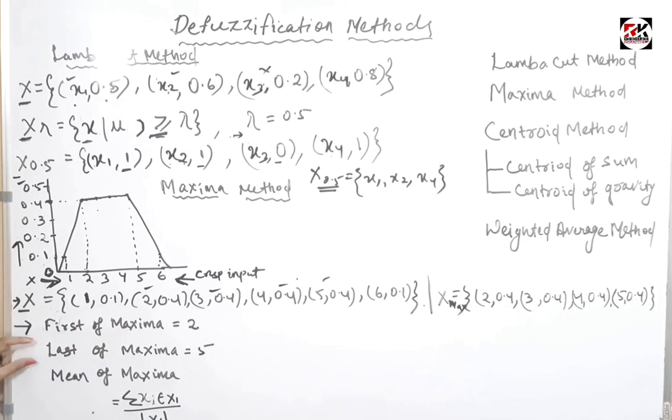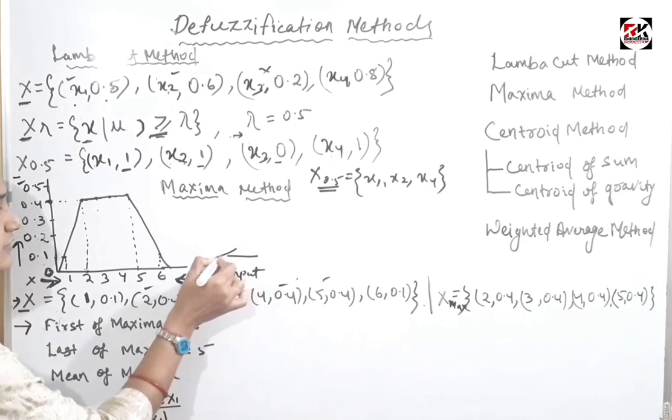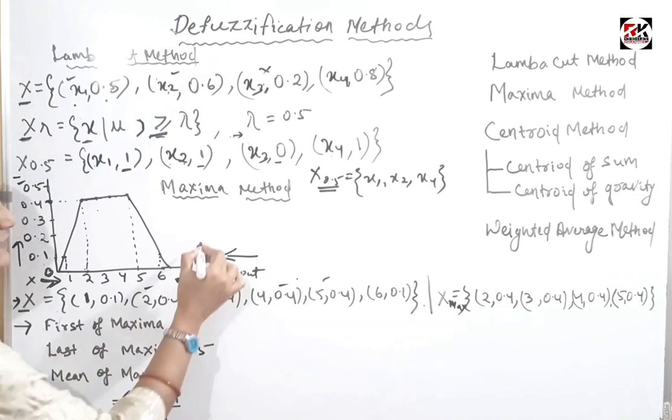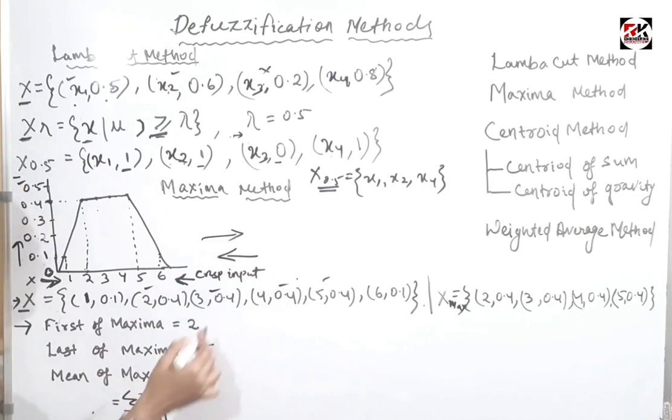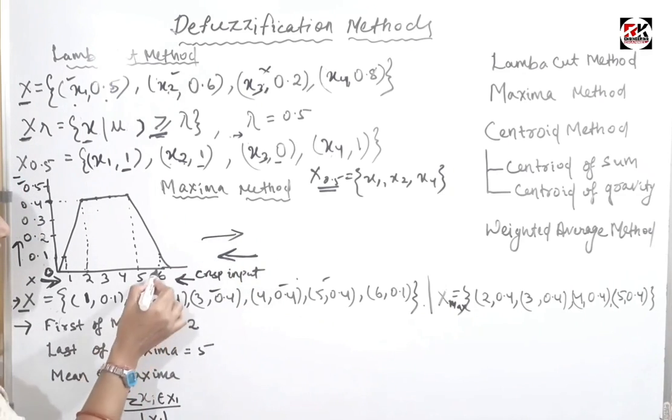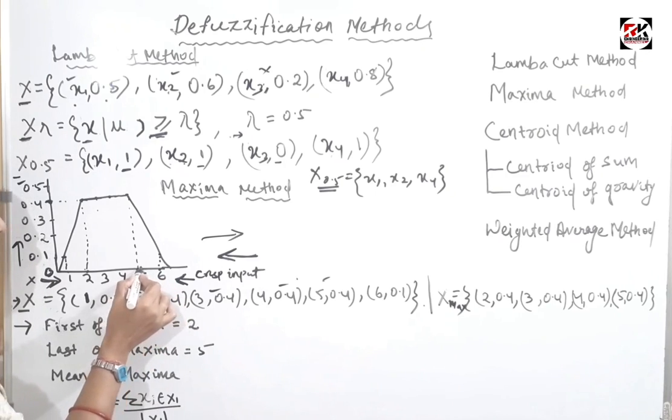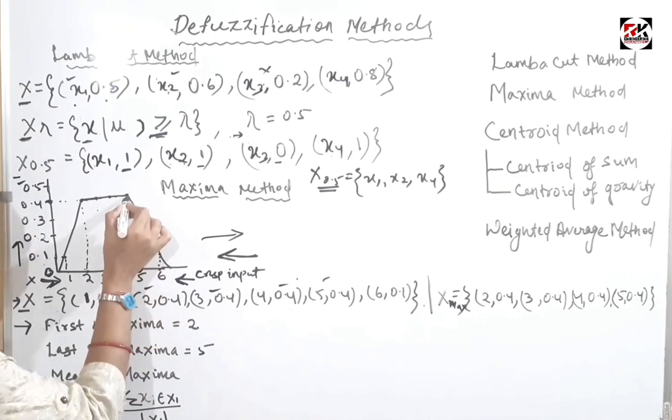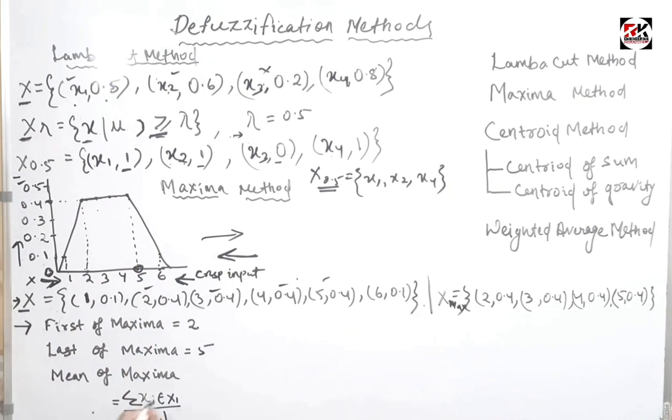Okay, next is the last of maxima. How will we calculate the last of maxima? We will just look from the reverse direction. For first of maxima we look in this direction, and for last of maxima we look in the reverse direction. So if I move in reverse, 6 is not coming. 5 is the element whose value is maximum at 0.4. So the last of maxima will be 5.